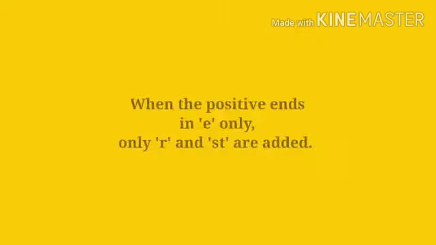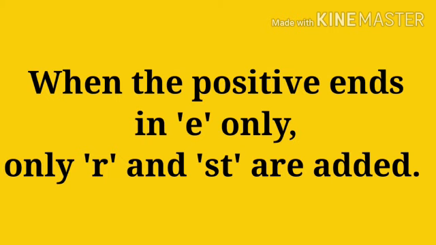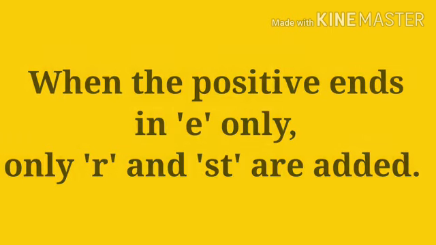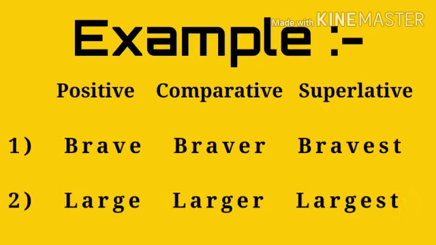Now, when the positive ends in E, only R and ST are added. Let's see the example to understand it. Brave, braver, bravest. Large, larger, largest. So what we have seen here, children, is that for the word ending in E, only R is being added, and then ST is being added to it in the following example. I hope, children, you all have understood till here.